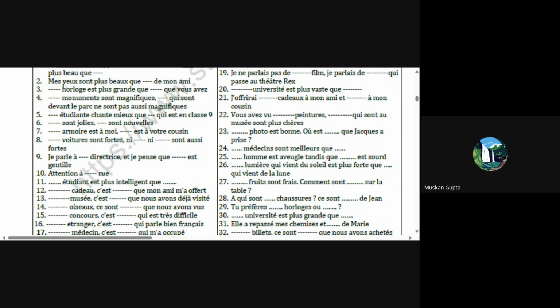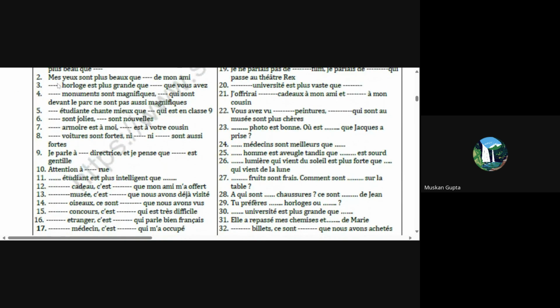Okay, from 2 to 17. Write the answers, we'll discuss them. How much time do you need? 10 minutes. Okay, 10 minutes. The second part is 17. Don't do the second column, just the first one.